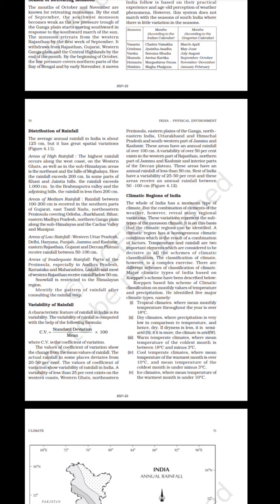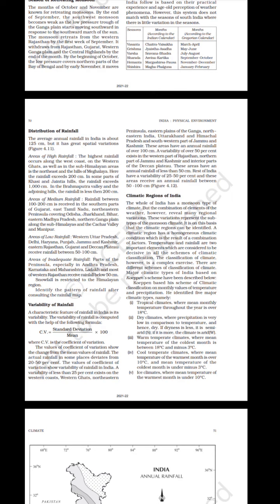A characteristic feature of rainfall in India is its variability. The variability of rainfall is computed with the help of the following formula. CV is equal to standard deviation by mean into 100. The CV is the coefficient of variation. The values of coefficient of variation show the change from the mean values of rainfall.